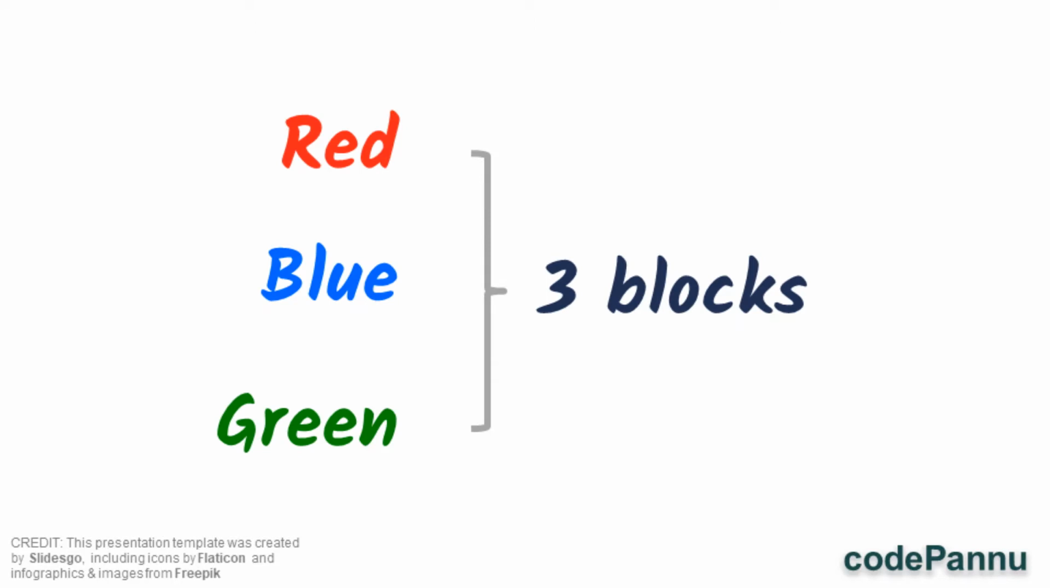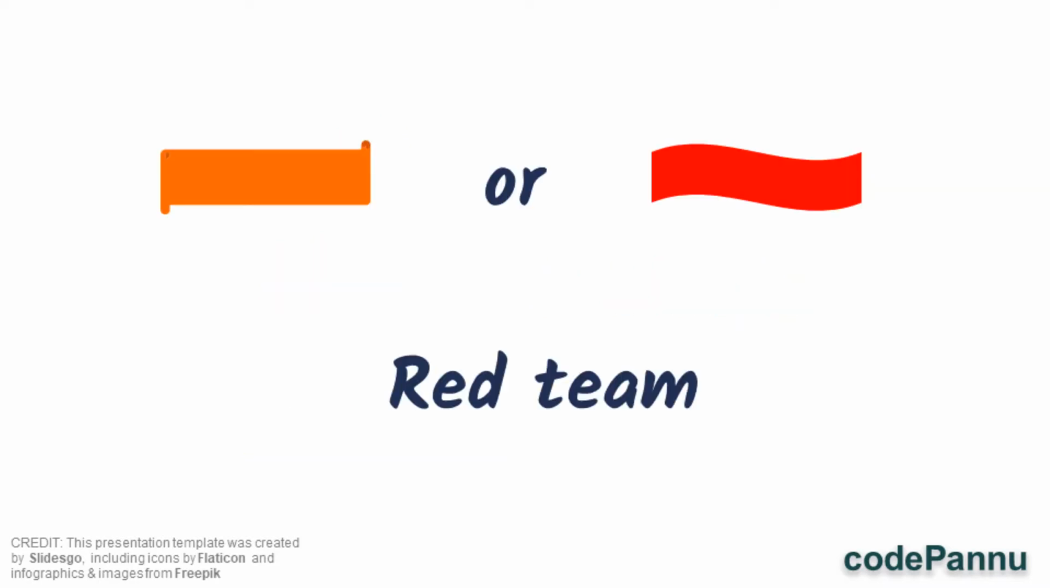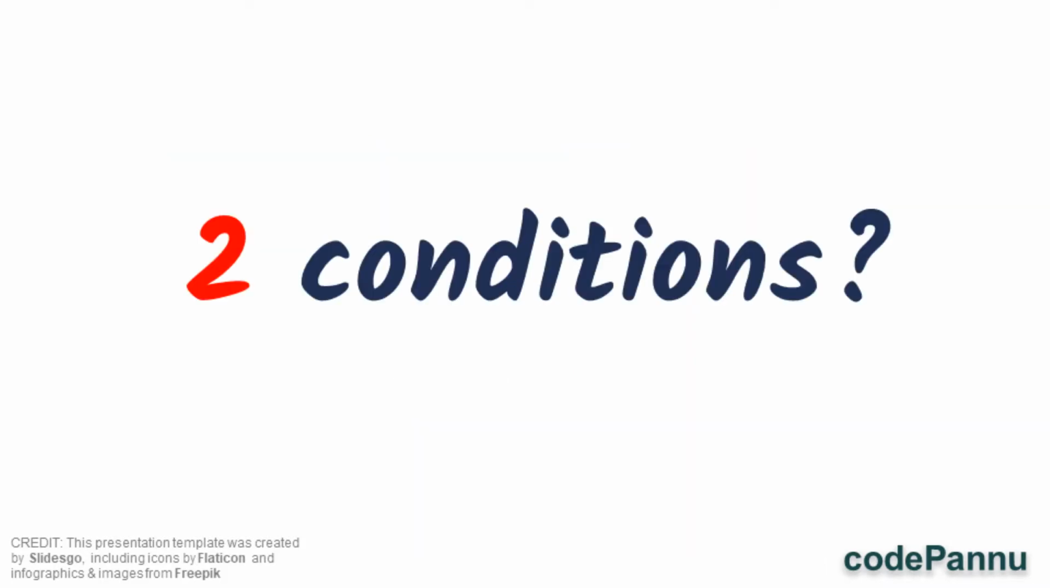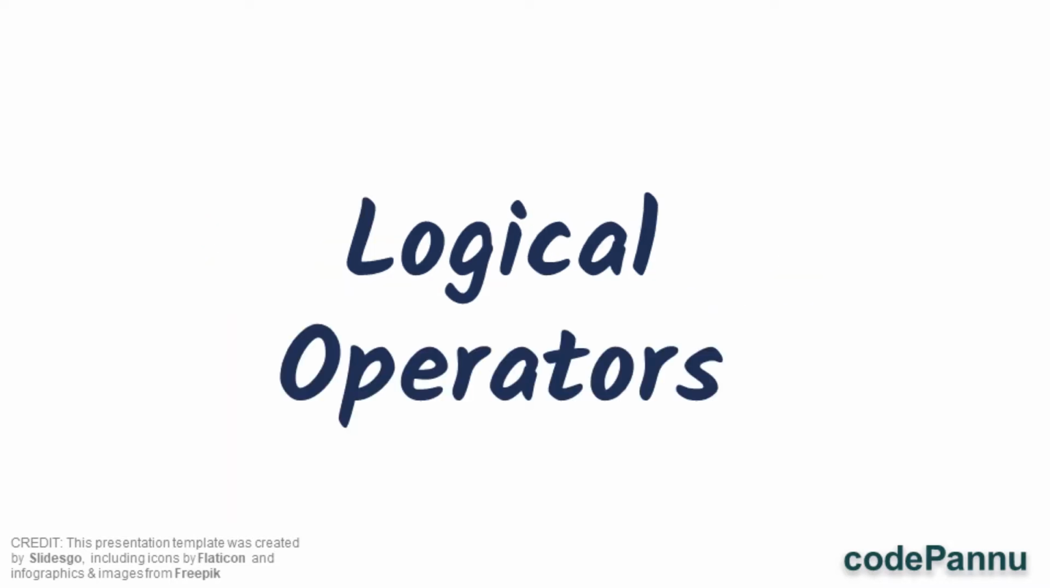First, let us write the conditions. So orange or red means red team. So we have 2 conditions. The color can be equal to orange or the color can be equal to red. What do we do when we have 2 conditions? I'm sure you know this. Yeah, that's correct. We write both the conditions together using a logical operator. So in this case, we will use the OR operator because it can be orange or red.